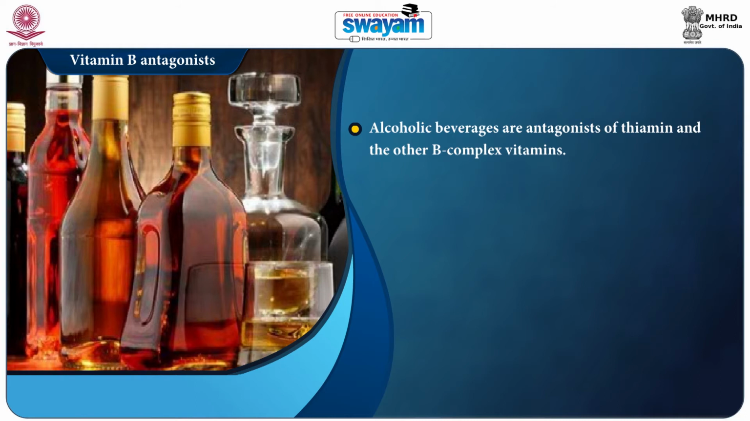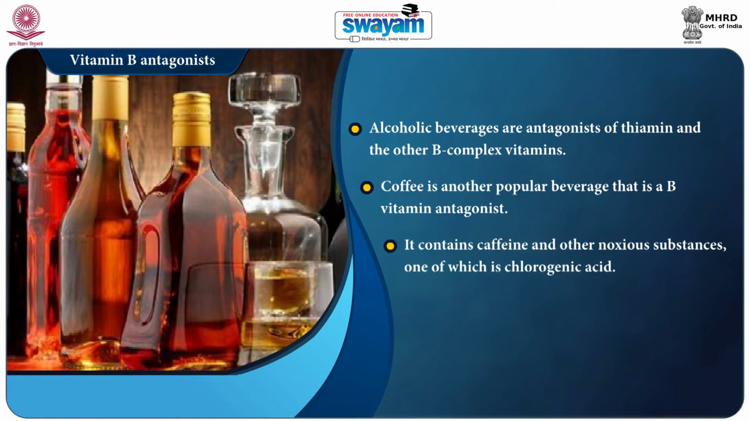Alcoholic beverages are antagonists of thiamine and other B complex vitamins, and coffee is another popular beverage that is a B vitamin antagonist because it contains caffeine and other noxious substances, one of which is chlorogenic acid. Inositol deficits may occur among coffee drinkers too, as well as deficits of both biotin and thiamine.